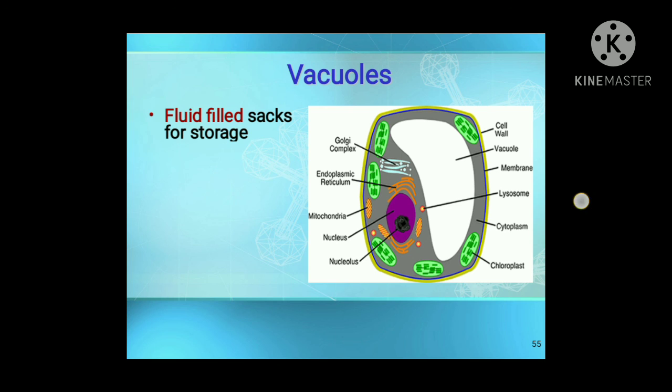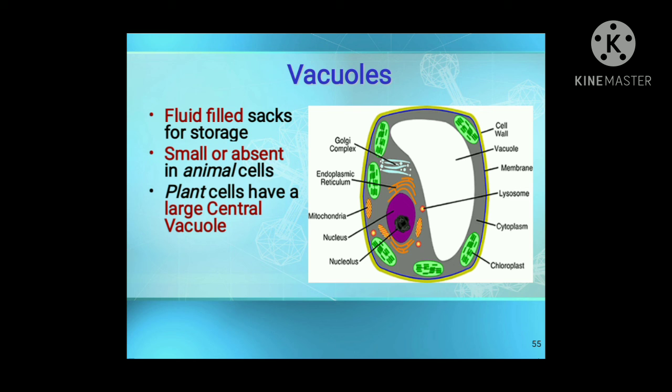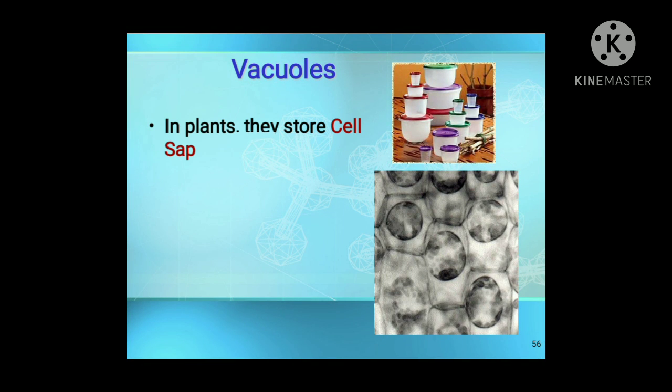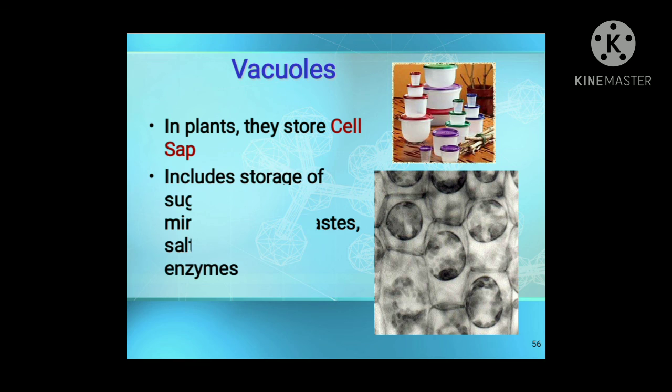Vacuoles. Fluid-filled sacs for storage, small or absent in animal cells. Plant cells have a large central vacuole. In plants, they store cell sap. This includes storage of sugars, proteins, minerals, lipids, waste, salts, water, and enzymes.